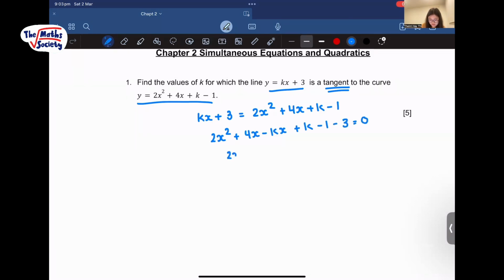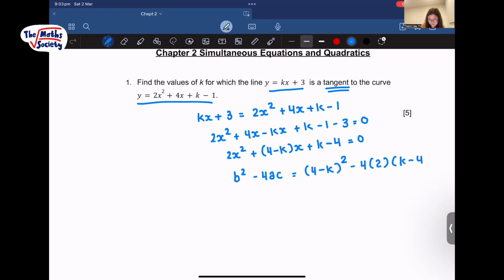So you'll get 2x squared plus (4 minus k)x plus k minus 4, which is equal to 0. Because we say that it is a tangent, we know that b squared minus 4ac is equal to 0. So b squared minus 4ac will equal (4 minus k) the whole squared minus 4, a is 2, and then we have c, which is k minus 4.